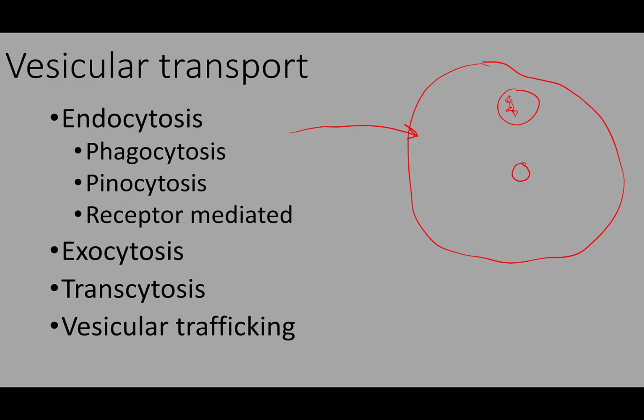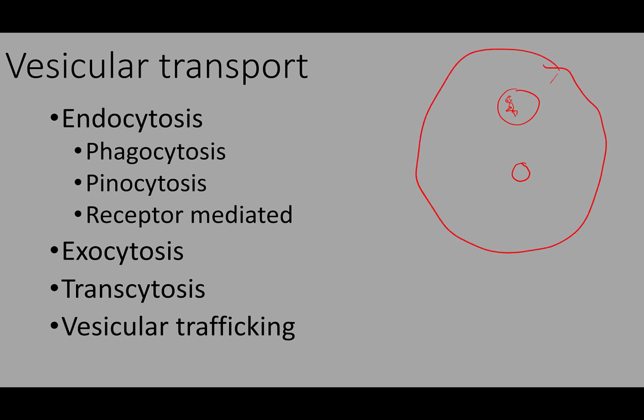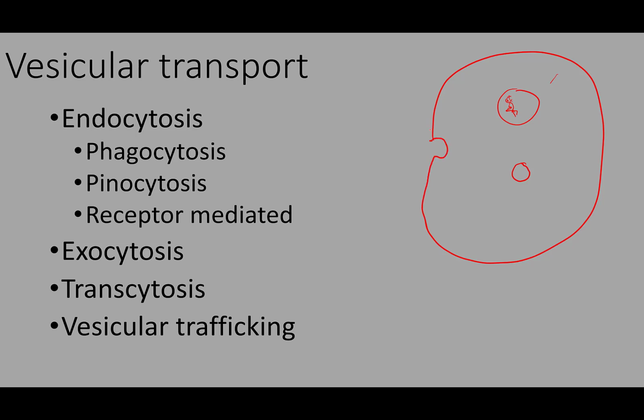Pinocytosis. Pino means to drink. So pinocytosis is called cell drinking. And this is a little bit misleading. I'll tell you why in just a moment. But here we have our cell, and it starts to cave in just a little bit. It creates this little cavity.